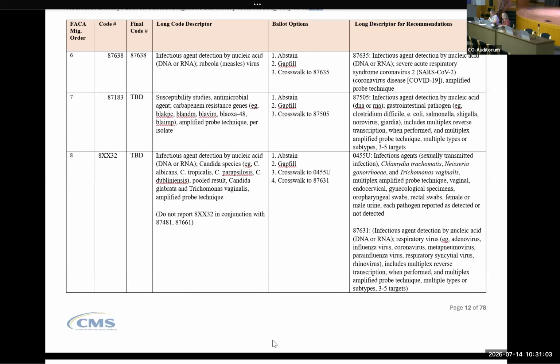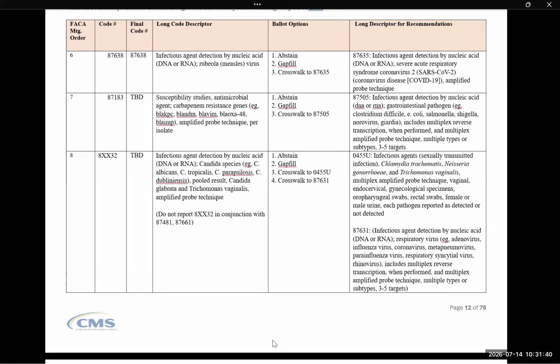Okay, thank you. All right, so sticking with category 1 codes, next up we have 8XX32. 8XX32 is a new code for a PCR assay detecting multiple Candida species with a call out for Candida glabrata and Trichomonas. The sponsor recommended a crosswalk to 0455U, 2 professional societies agreed with the sponsor, and 2 others suggested 87631, which is a 3 to 5 target assay.